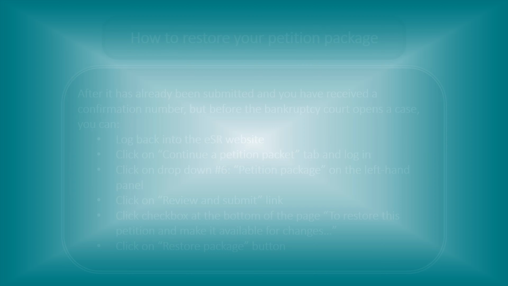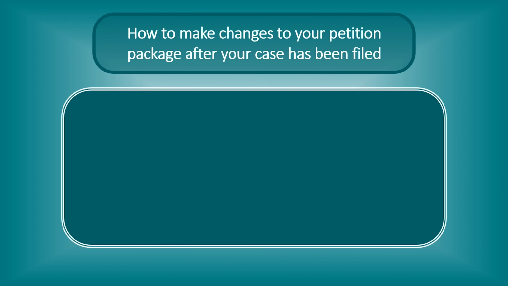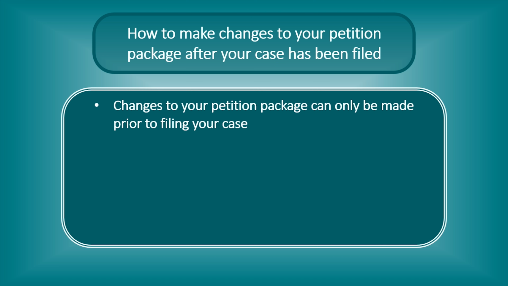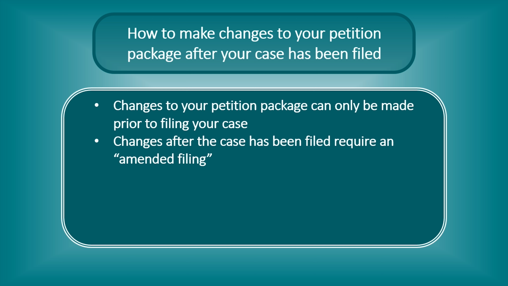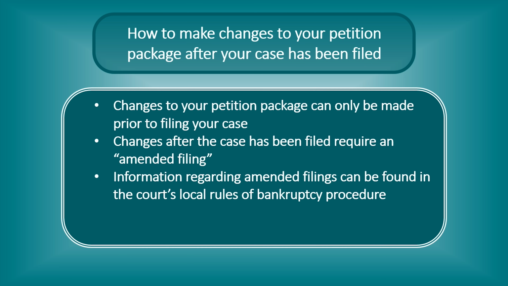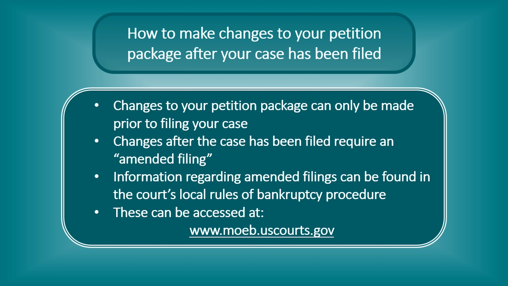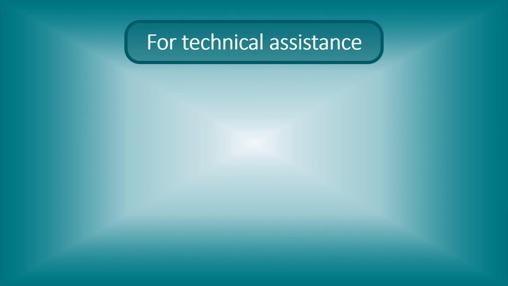It is important to understand that changes to your petition package may only be made through the eSR system before the court opens your case and assigns a case number. For any changes to your petition, schedules, and statements that need to be made after the court opens your case and assigns a case number, you must complete an amended filing. Information concerning amended filings can be found in the court's local rules of bankruptcy procedure. You can access these local rules on the court's website at www.moeb.uscourts.gov.